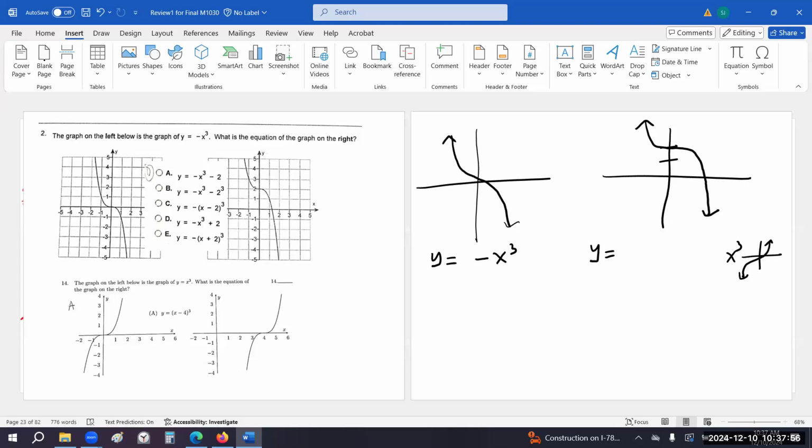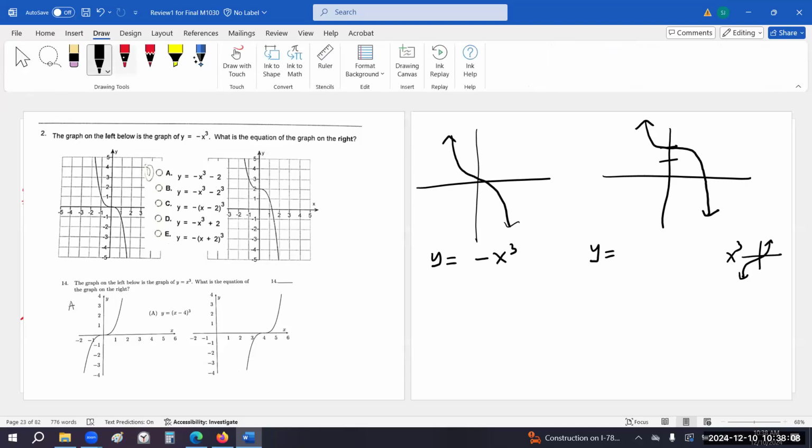So what's the equation for this one? D. So we have negative x cubed here, and it's going up. So it's plus 2, and it's the negative function. So it is D. The negative x cubed shifted 2 units up. Okay, the next one.